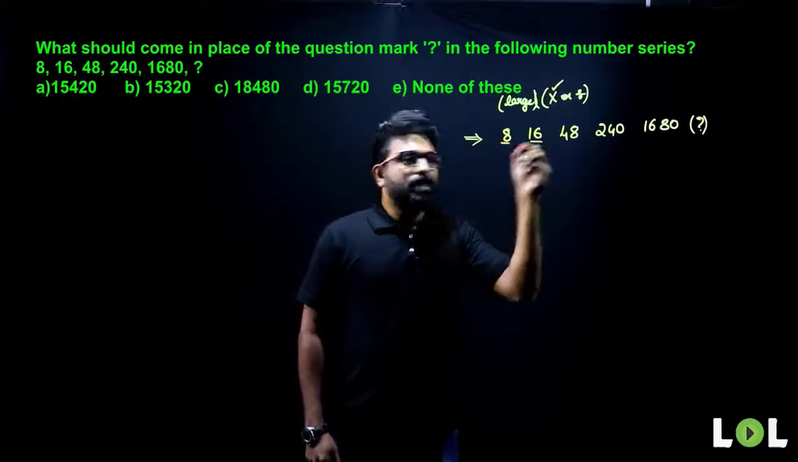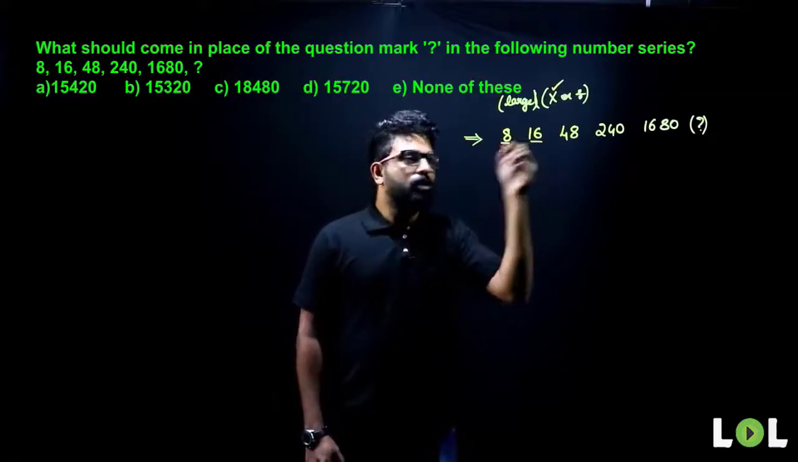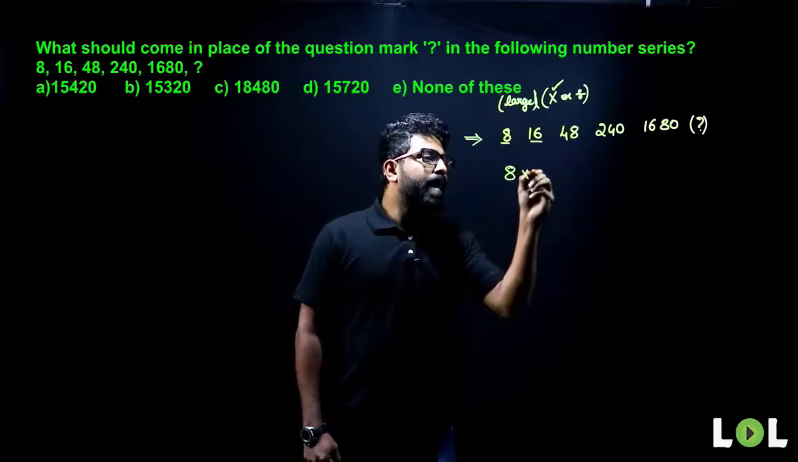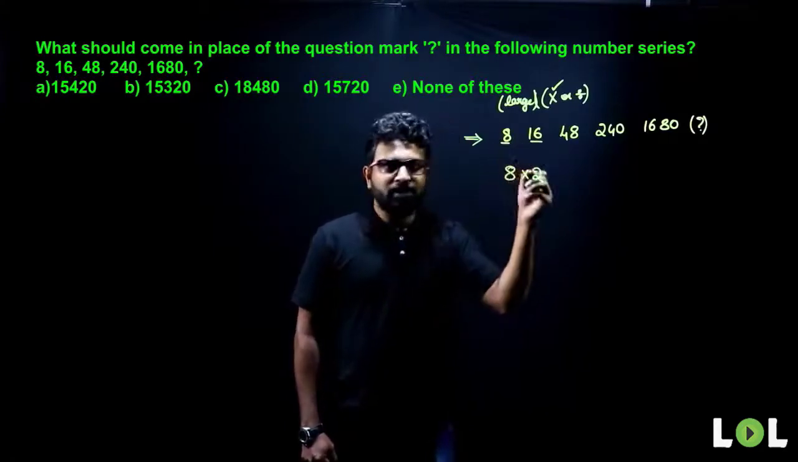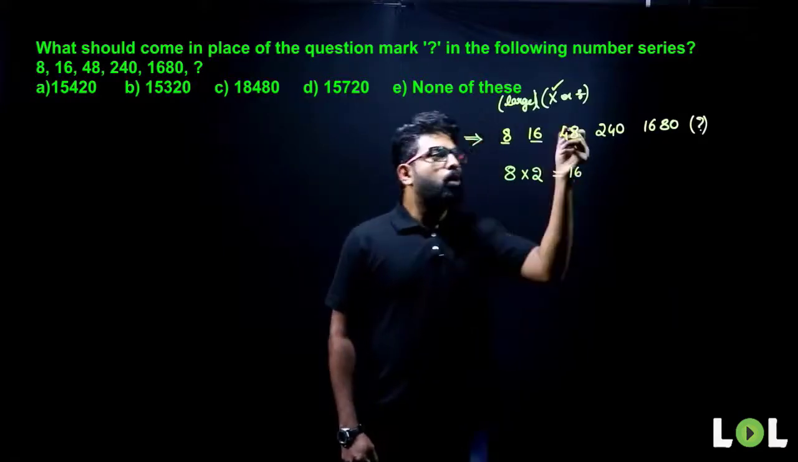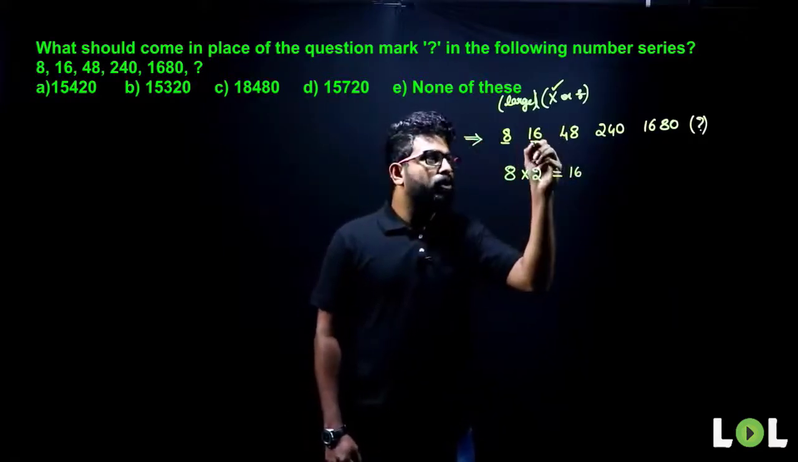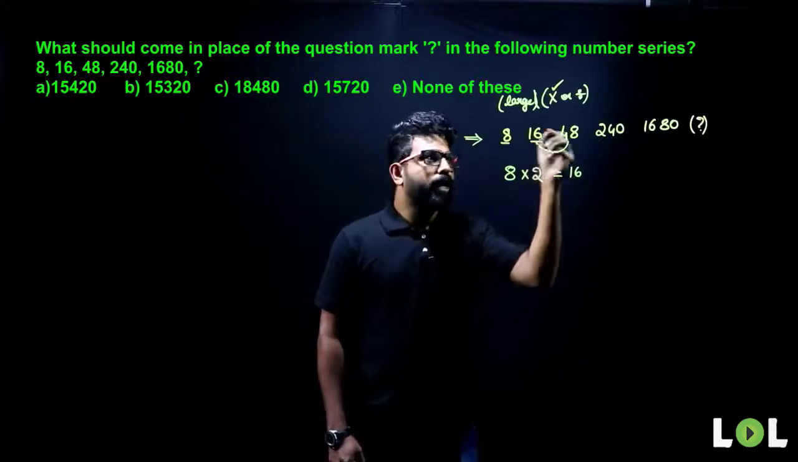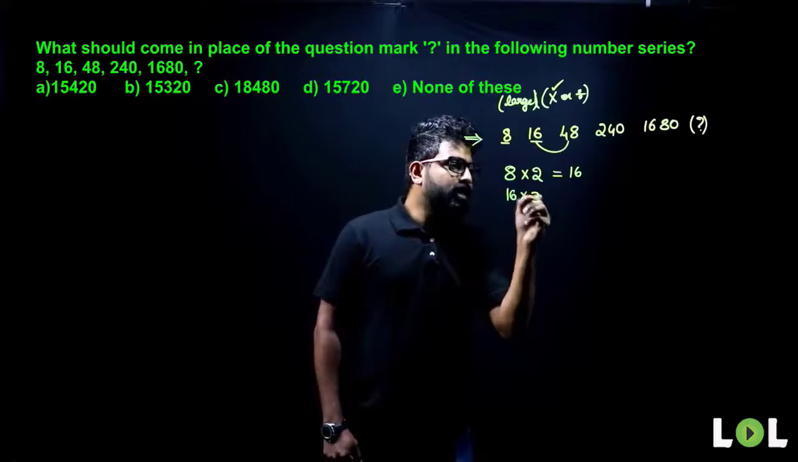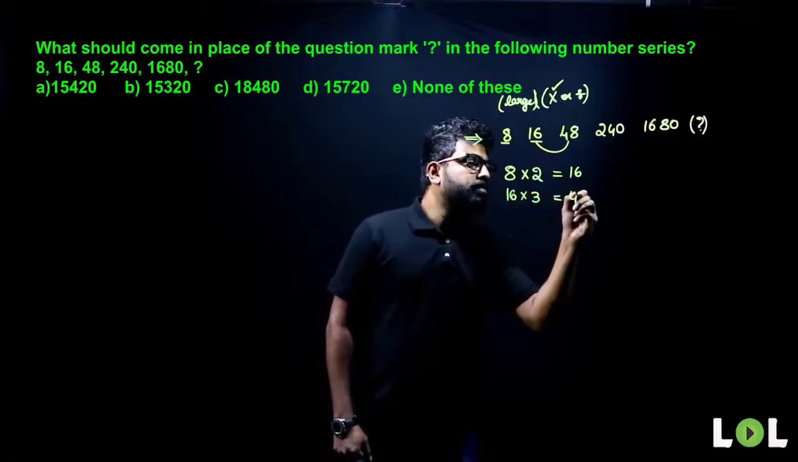Look at my first term and the second term. Is my first term close to the second term? No. So I'll have to multiply 8 with 2. 2 times my first term is my second term. So I get 16 here. What about my next term, second and third? How do I go from 16 to 48? I need to multiply 3 to 16 to get 48.